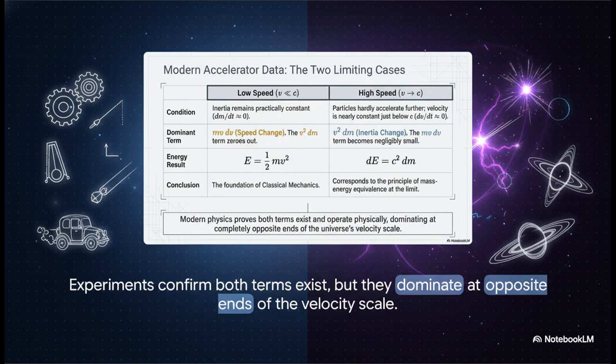This table shows it all. At low speeds, the kind Newton dealt with, pretty much 100% of the energy you put in goes to changing the speed. The mass change term is effectively zero. But as you get closer and closer to the speed of light, the exact opposite happens. The particles barely speed up at all. Instead, almost all of that energy gets funneled into increasing their mass.